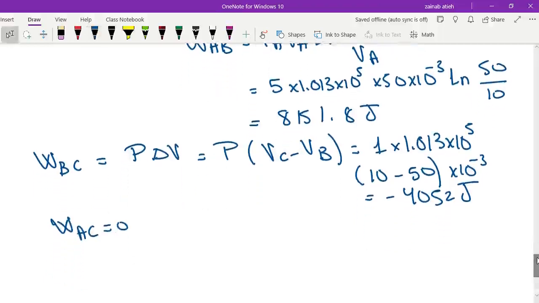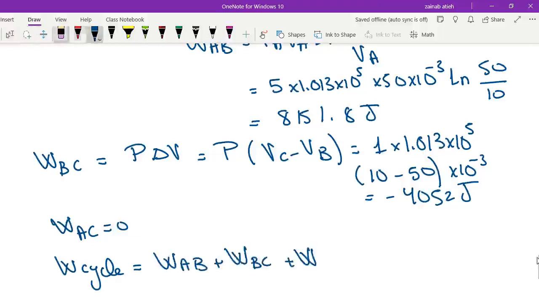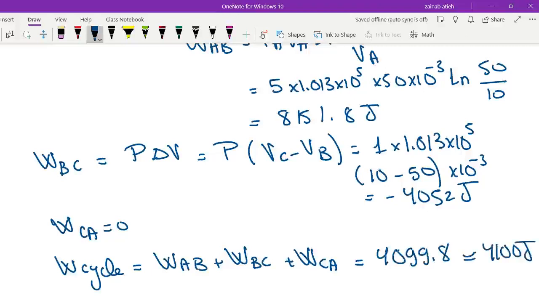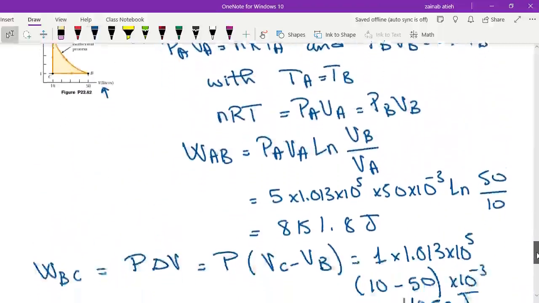Now I can find the work of a cycle, which is the work done by the gas. The work of a cycle is equal to work AB plus work BC plus work CA. We have to stick to the arrangement of letters. So it's equal to approximately 4099.8, which is 4100 joule approximately. AB, BC and CA, these are our three processes.